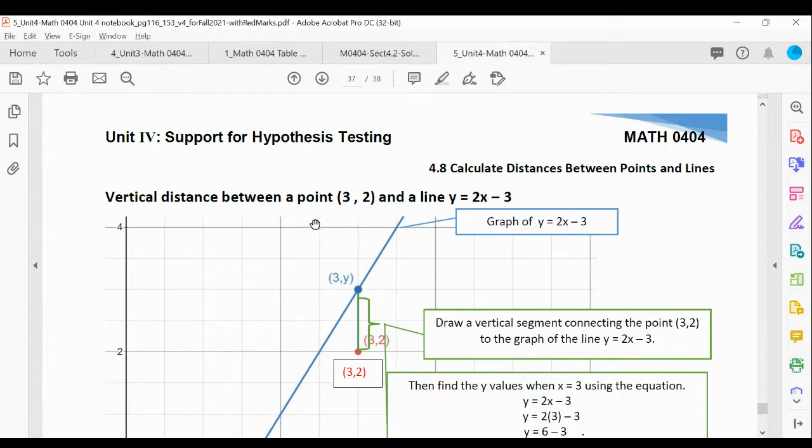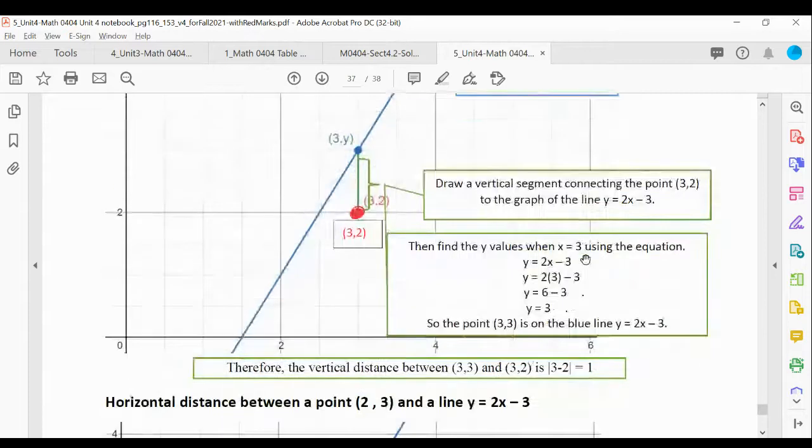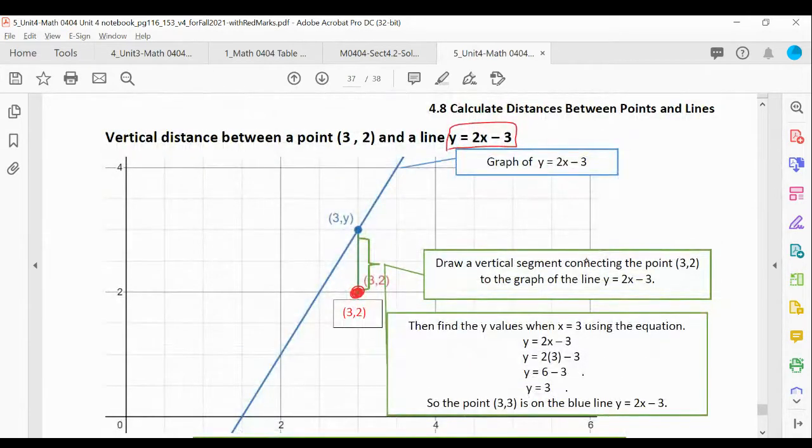Finally, we're going to find the vertical distance between a point (3, 2), which is found right here, and the line y = 2x - 3. This line has already been graphed for you, but we might not know where it is. We want to find the vertical distance, so we need to find the y-coordinate on this line. So how do we find that? Well, it should have the same x-coordinate because it's on the same vertical line. So that's 3, but how do we find the y-coordinate?